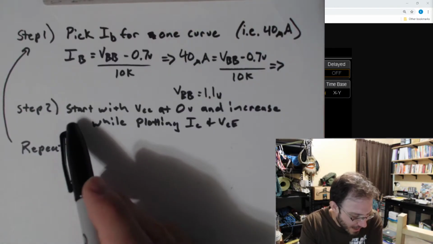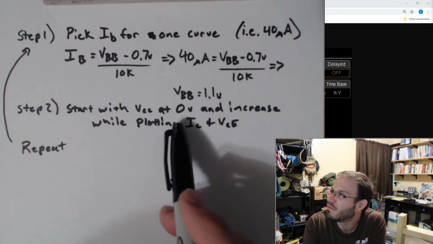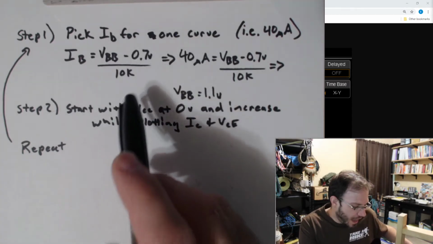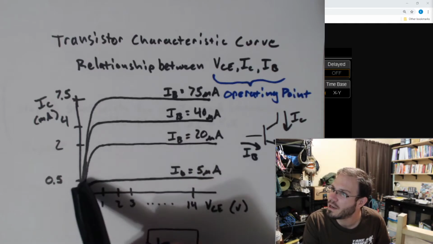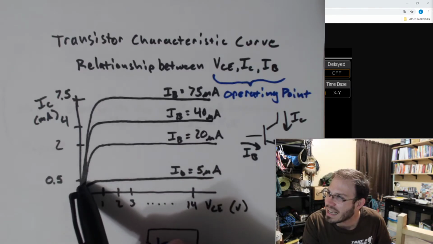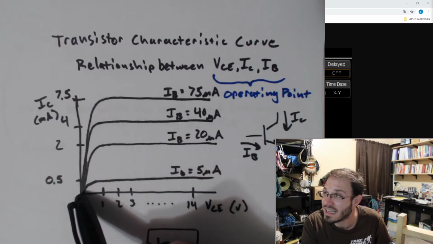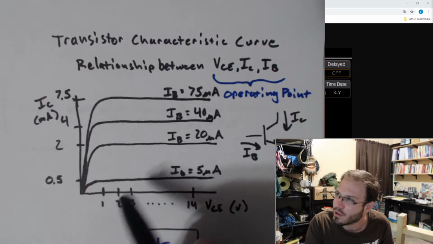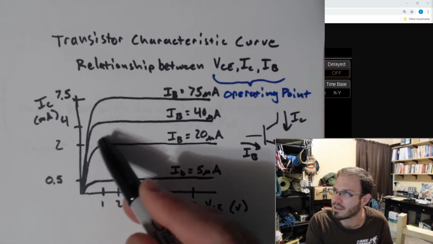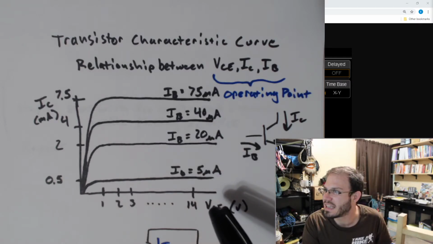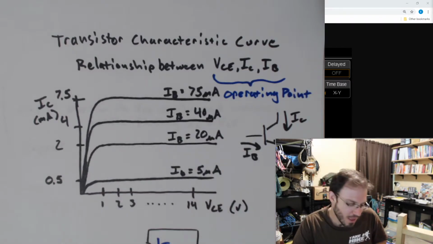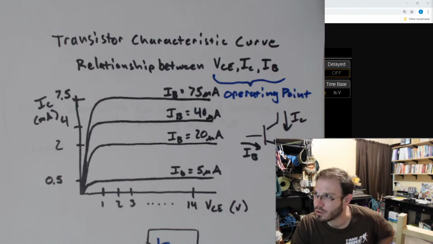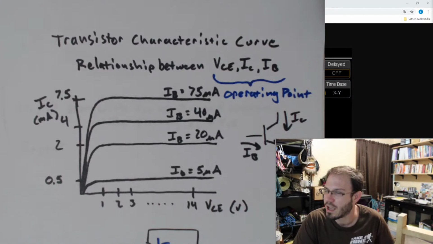Okay, so once we've plotted one curve, we change IB for a different one of these curves, and we do the same thing: set VCE, or VCC, at 0, and then increase that while we plot VCE and IC, and then put those on here. So that's how they actually characterize the transistors.